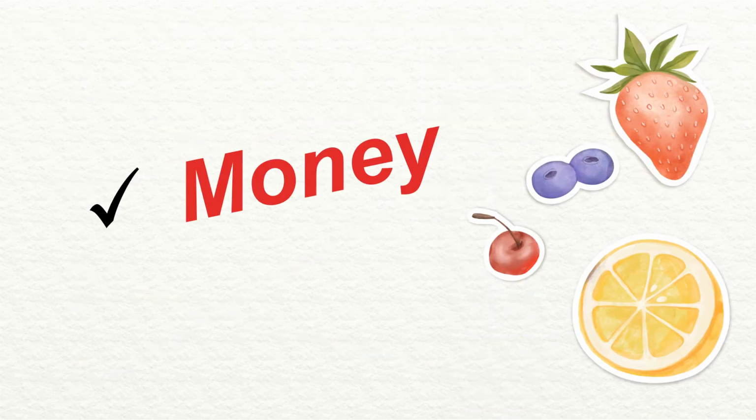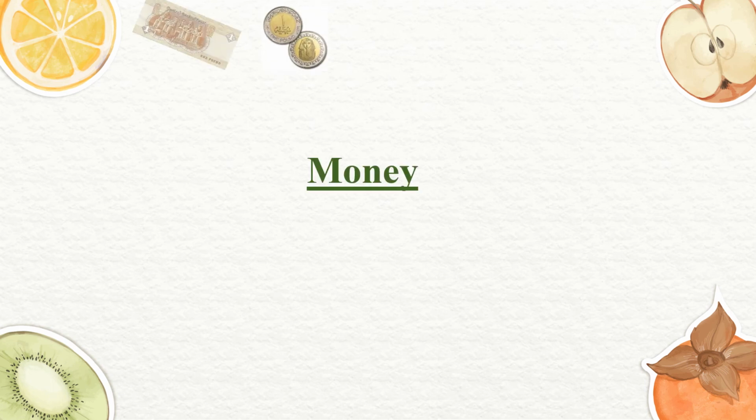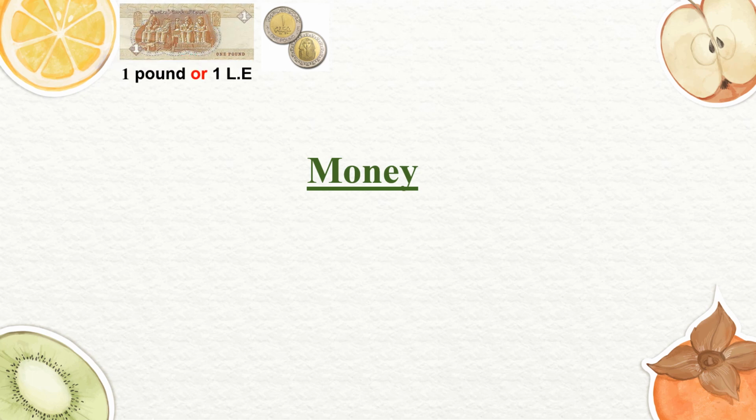Now let's move to the last part of our revision, money revision. Now let's recognize our money. Here we have 1 pound or 1 LE. It could be as a paper or as a coin.